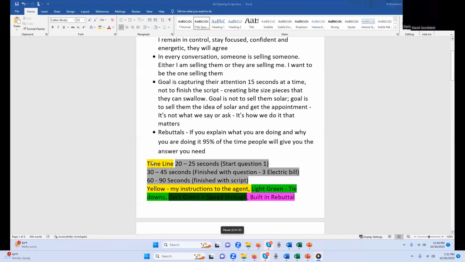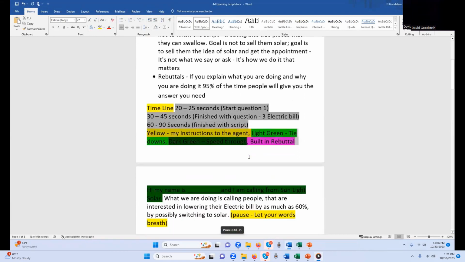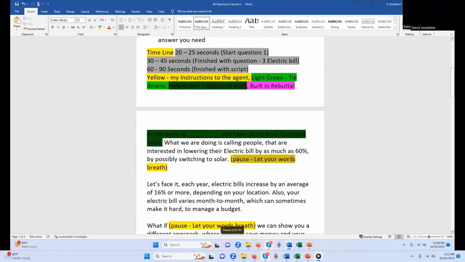You'll also notice that we have a timeline. This is when you're expected to get to certain sections of the script. And then you'll notice that the script itself is color coordinated, starting with dark green. Dark green means I want you to speed through it. Think of these as traffic signs. Yellow is not part of this script. It's my instructions to the agent.